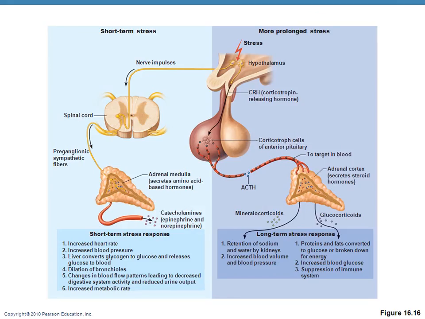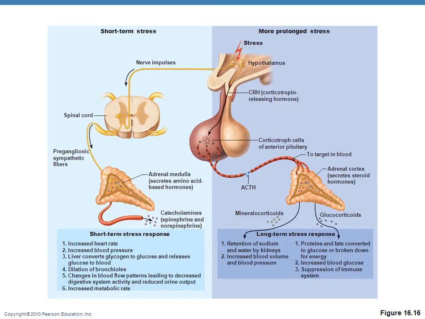So obviously if you have a mineralocorticoid, it's going to increase sodium absorption, increase water retention. The more water you have in your blood, the greater the blood volume. The greater the blood volume, the greater the blood pressure. Why do you want increased blood pressure? You want to be able to get the glucose and the oxygen to your skeletal muscles and your brain and your heart so you can run away from your attacker.